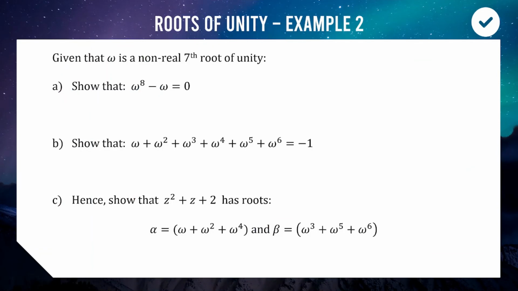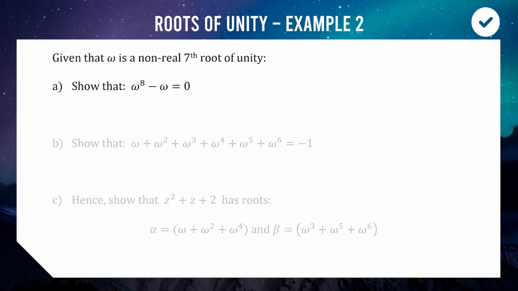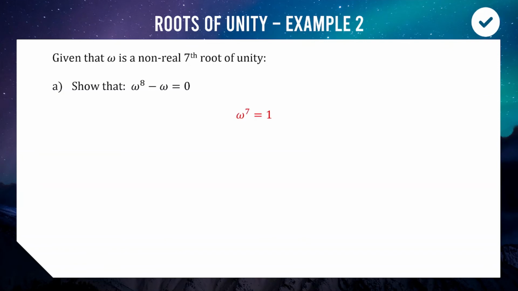Up next we have omega being a non-real 7th root of unity. We want to show for part A that omega to the 8 take away omega is equal to 0. Well, if omega is a non-real 7th root of unity, it means that omega to the power of 7 is equal to 1. We can pull the 1 across to the left-hand side and have omega to the 7 take away 1 equals 0. Now to get our result, we can just multiply both sides by omega, and we have omega to the 8 take away omega equals 0, as required.